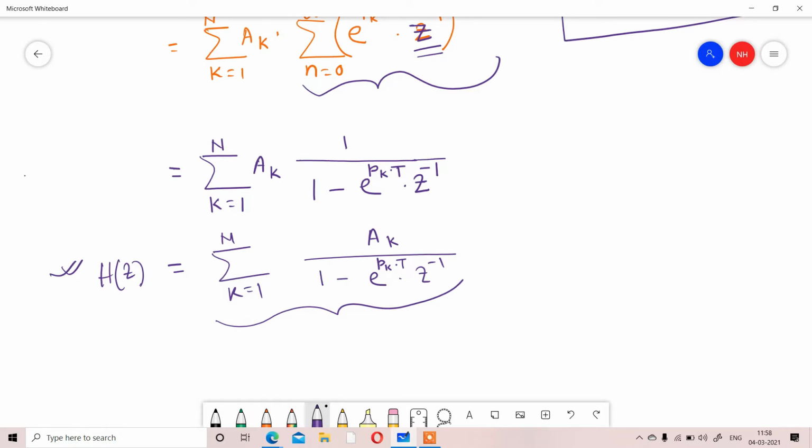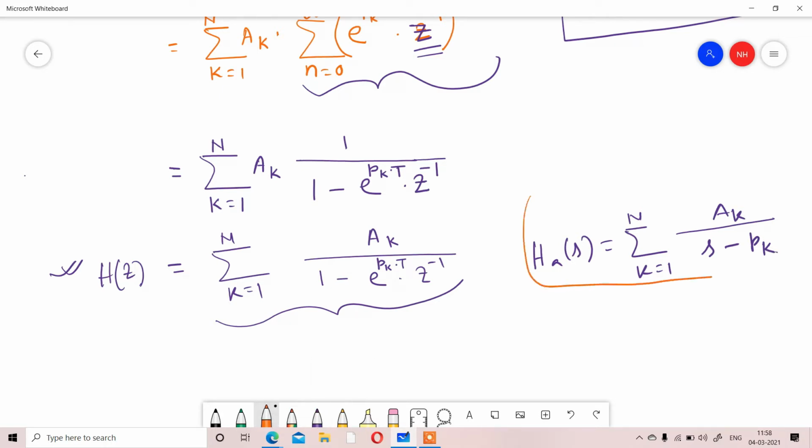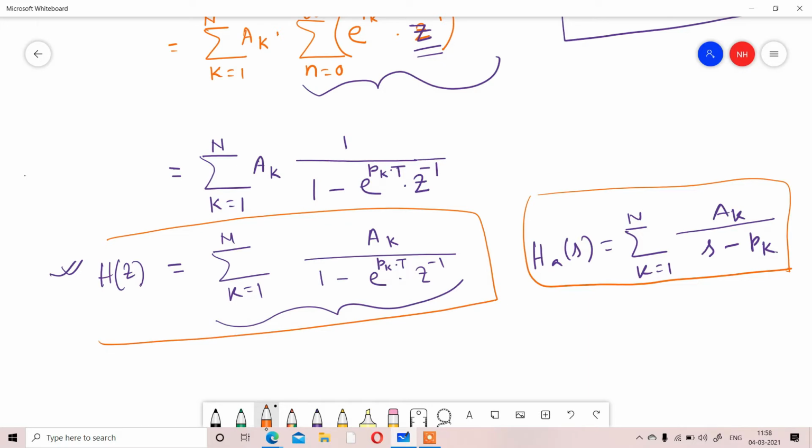The H(s) value that you have, H(s) equals summation k equal to 1 to n, a_k over s minus p_k. That was your H(s) value, and from here you have calculated your H(z) value. So that is the step you have to maintain. Okay. So that is the process to calculate H(z) using the impulse invariance method.